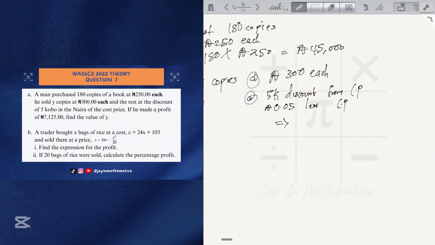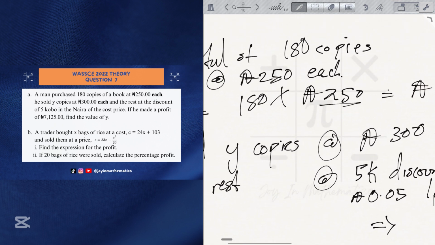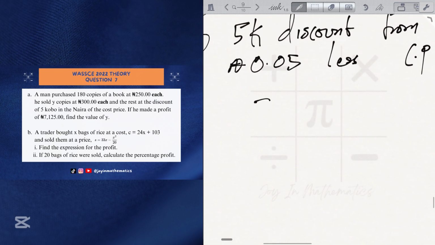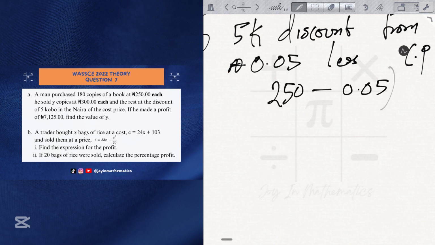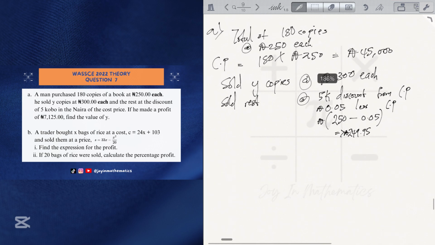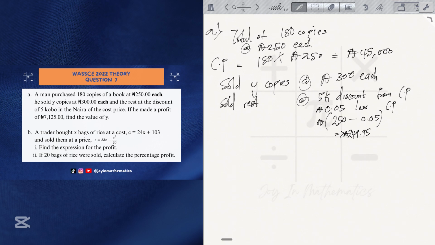So the cost price is 250 naira. So we are saying that he is selling it at 250 minus 0.05. So he sold the remaining at 249.95 naira. So now let's understand what we have written out so far. So he bought a total of 180 copies at the rate of 250 naira each. So he bought them at 45,000 in total.